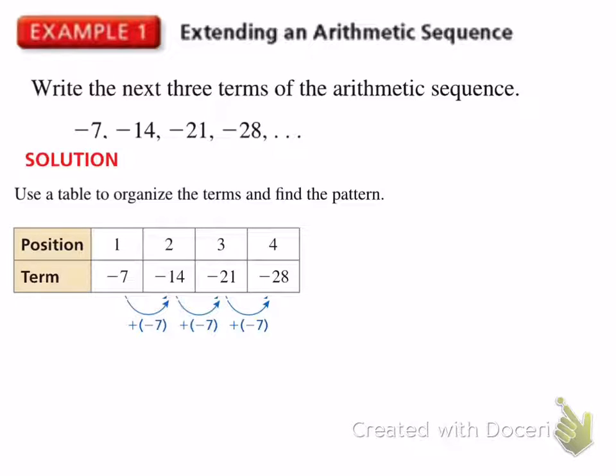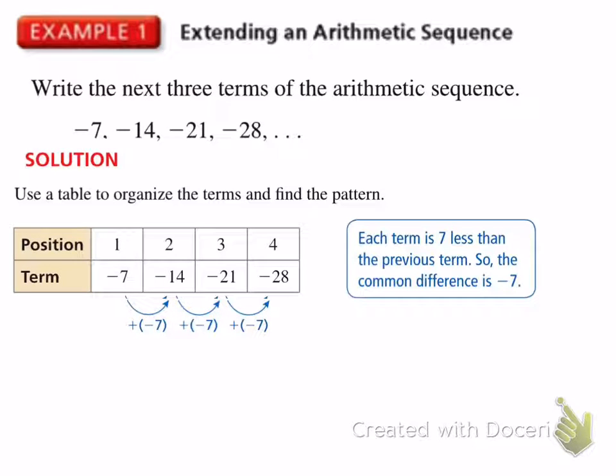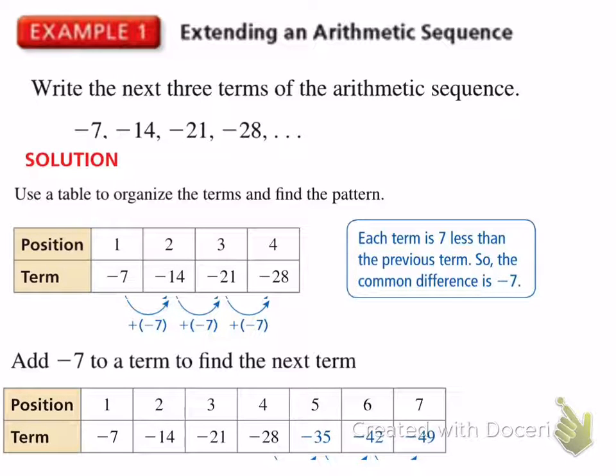We are noticing that the common difference is negative 7. So I know for this, I'm adding negative 7 every time. So my next 3, I would say, is negative 35, negative 42, negative 49. Okay, are there any questions?